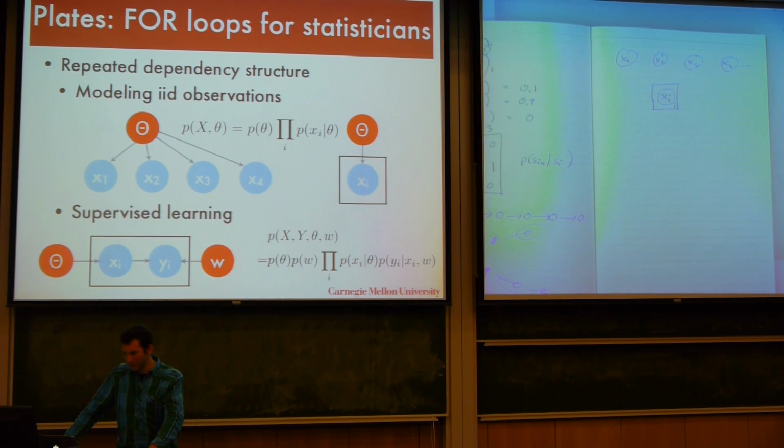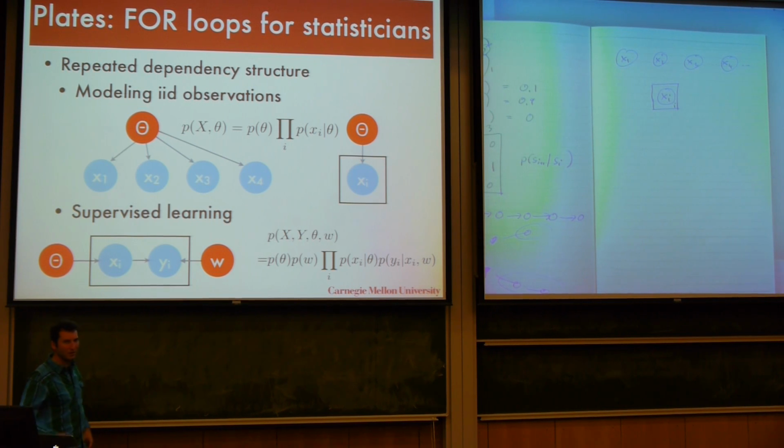Now, in supervised learning, we have x's and y's. The x's are drawn maybe from some distribution with theta, and then the y's are drawn given the x's and given some parameter vector w. So this would be a plate model. Now I have two variables in it. X and y are both indexed by i, and then they depend on w. And this is the joint probabilistic model.